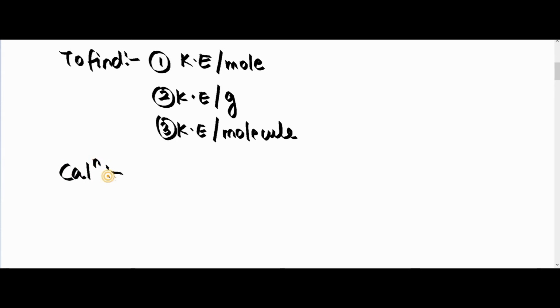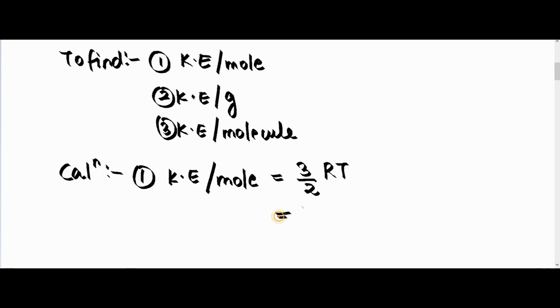Now in the calculation part, we already know the formula for kinetic energy. So kinetic energy per mole can be given by the formula for kinetic energy divided by per mole. So 3 by 2 RT, per mole is 1. So 3 by 2, the value of R is 8.310, into capital T in kelvins, which is 500 Kelvin.